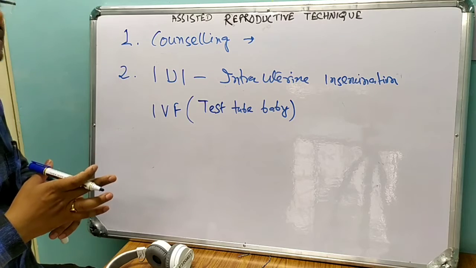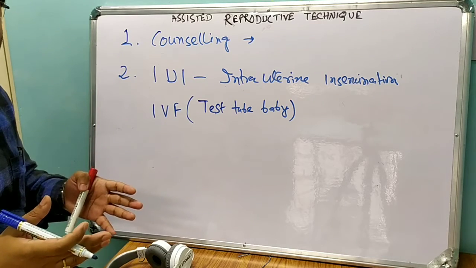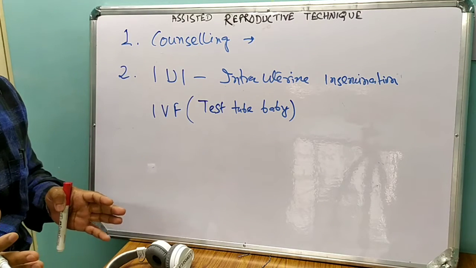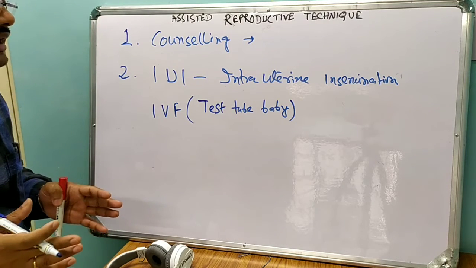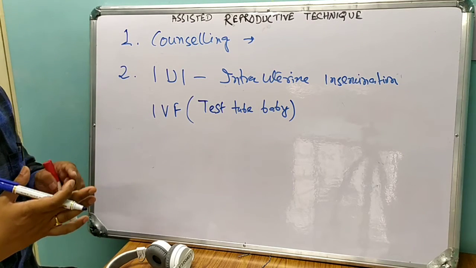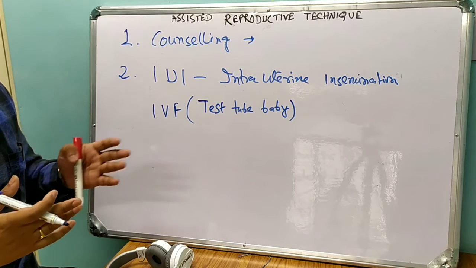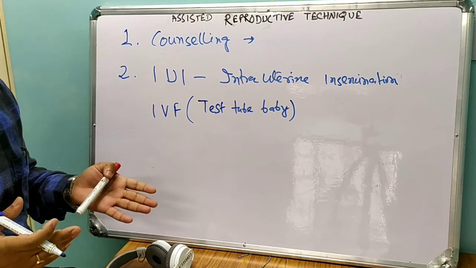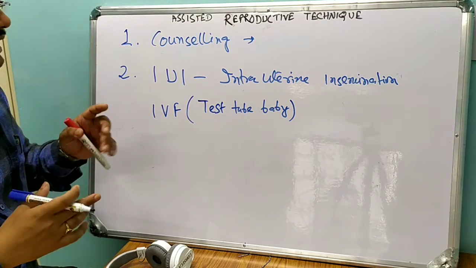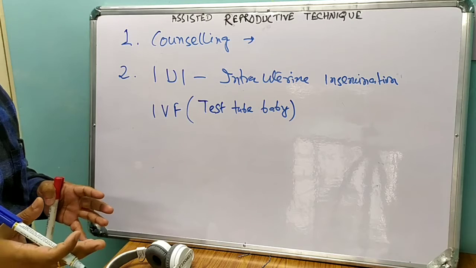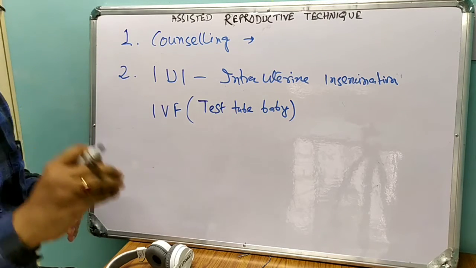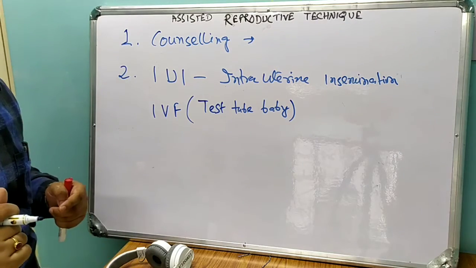For the female part, we give some ovulation inducing drugs. Most commonly it is beta HCG, beta chorionic gonadotropin. Beta HCG is the most commonly used ovulation inducer, except that we sometimes use clomiphene citrate and similar drugs. Then, usually via laparoscopy, we collect the ovum from the pouch of Douglas.